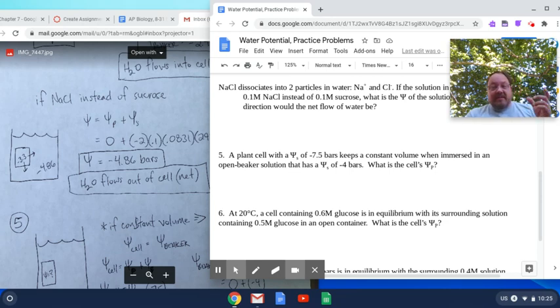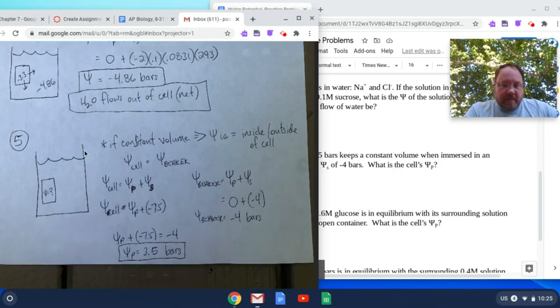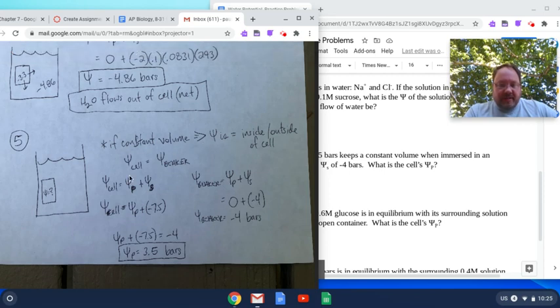If the volume is constant, that means the cell and the surrounding solution are at equilibrium, and that occurs if their water potentials are the same. So that's the big clue. It lets us set the water potential of the cell equal to the water potential in the beaker. So again, constant volume, therefore the water potential is equal inside and outside the cell. The way I represented that, you just say water potential of the cell equals the water potential of the beaker.